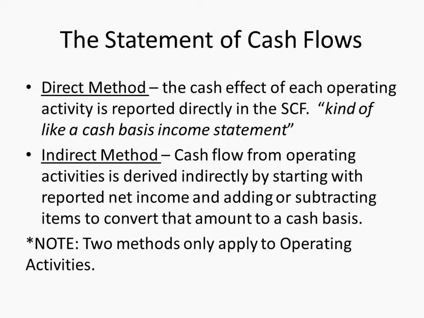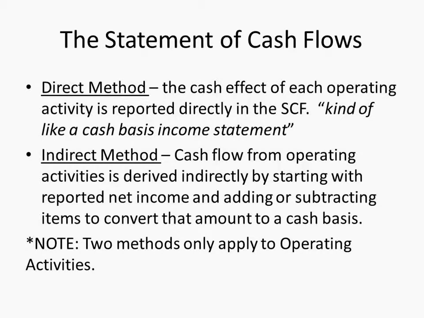So instead of seeing sales, you would see cash received from customers. Instead of seeing general and administrative expenses, you would see cash paid for operating expenses, cash paid for interest, or various other things. Actually, I shouldn't say dividends paid. That's in a different section. I meant to say cash paid for income taxes. So these things are in the operating section.